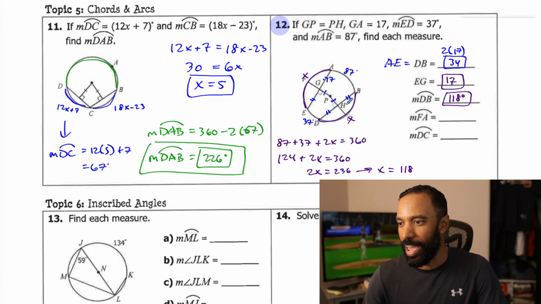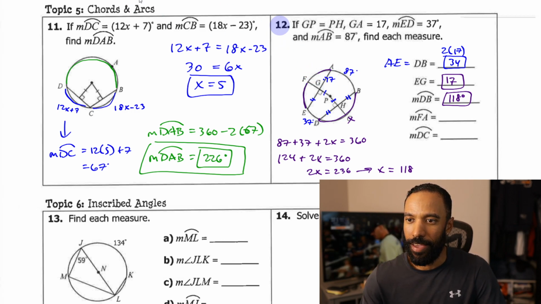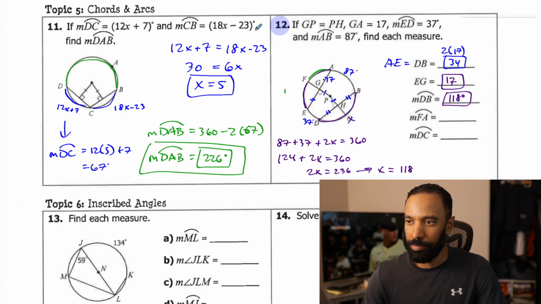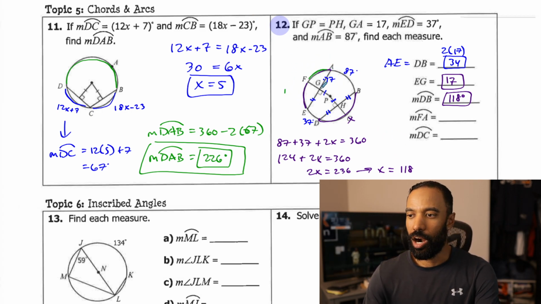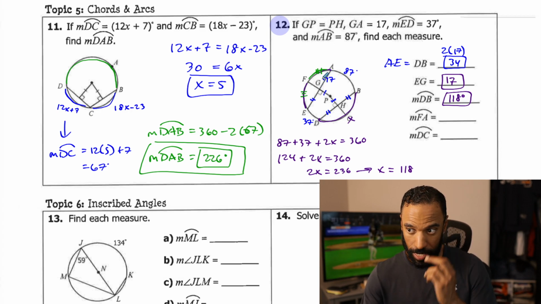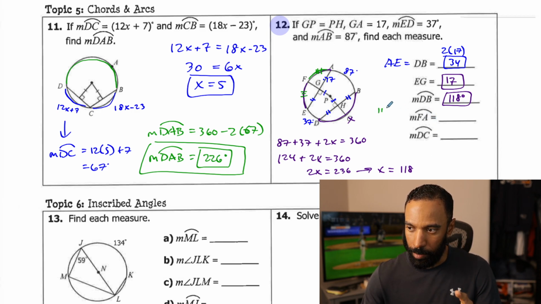Measure of arc FA. Where's F? Oh, right here. The X is kind of covering it. So this whole thing was 118, right? This arc is getting bisected the same way, from E to A, as this chord got bisected. So you take the 118 and divide by 2. 118 divided by 2 is 59 degrees.